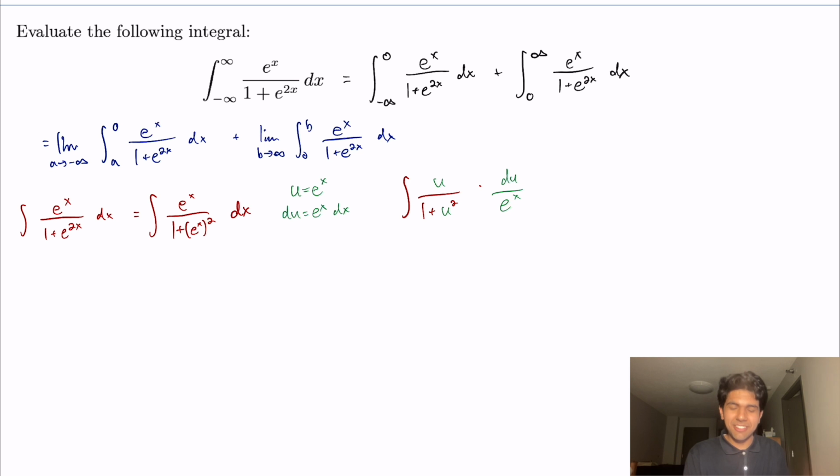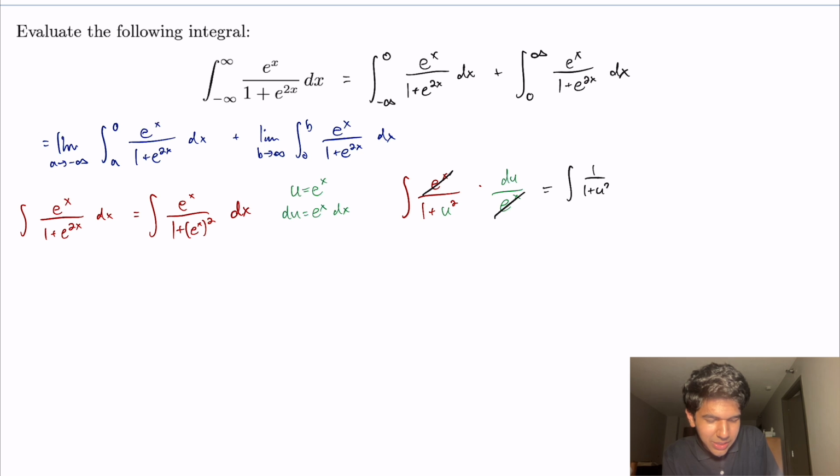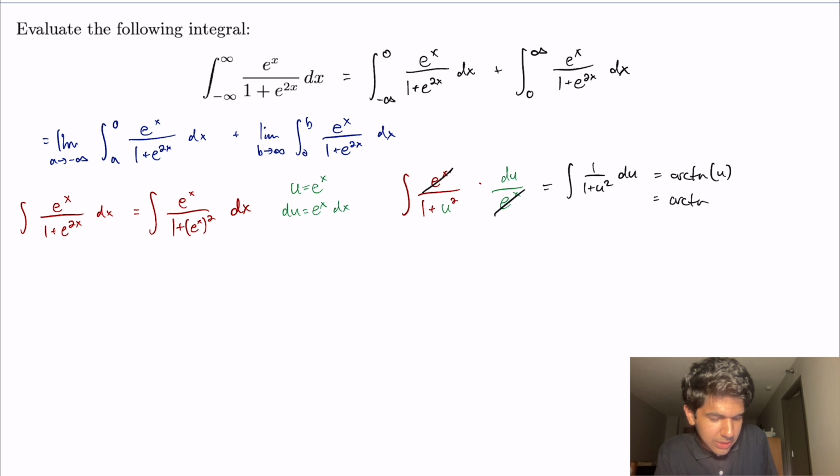But now we don't have an e to the x to cancel with. But we do. It's just that we changed the numerator from being e to the x to u. So let's just leave the numerator as e to the x, and now we see the e to the x's cancel. And we're left with the integral of 1 over 1 plus u squared du. Sure enough, our arctangent vibes premonition was correct, because that is equal to the arctangent of u. And now we substitute e to the x for u. So this is equal to the arctangent of e to the x. Great, so now let's return to our sum up here with all of the limits.